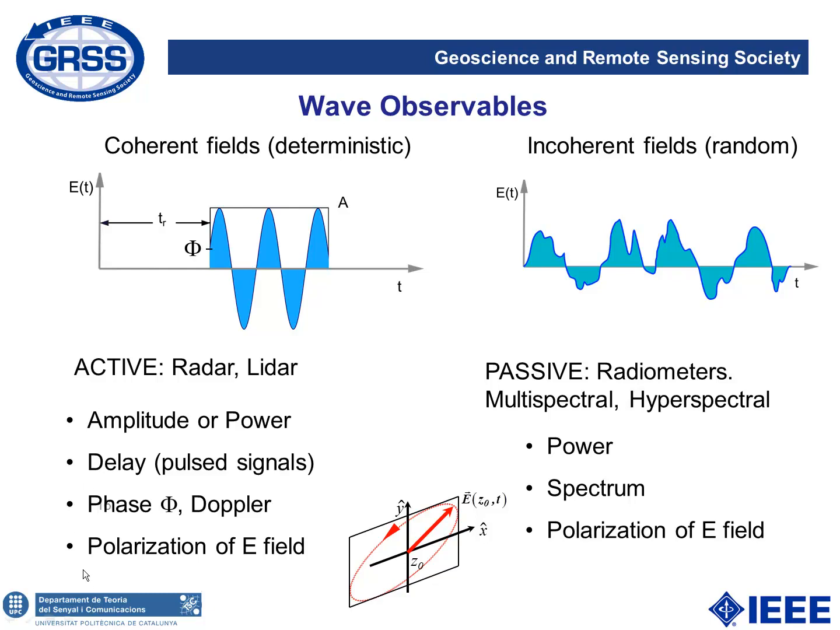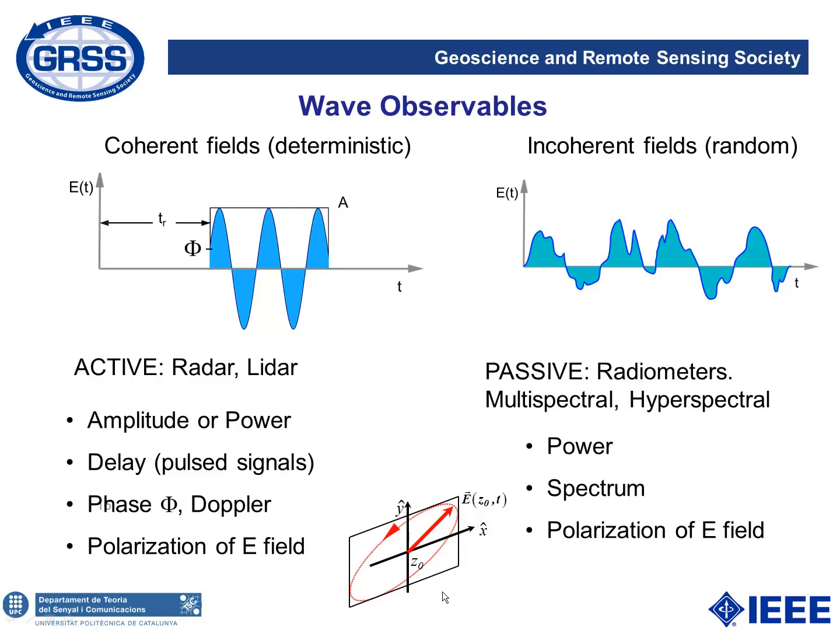Also, we can measure the polarization of the field, so the fields can be oriented along the Cartesian axes, x, y, or just another arbitrary axis, and it can also happen that both the x and y components of the field are not in phase, and in this case the field rotates following an ellipsoidal shape, like in this figure.